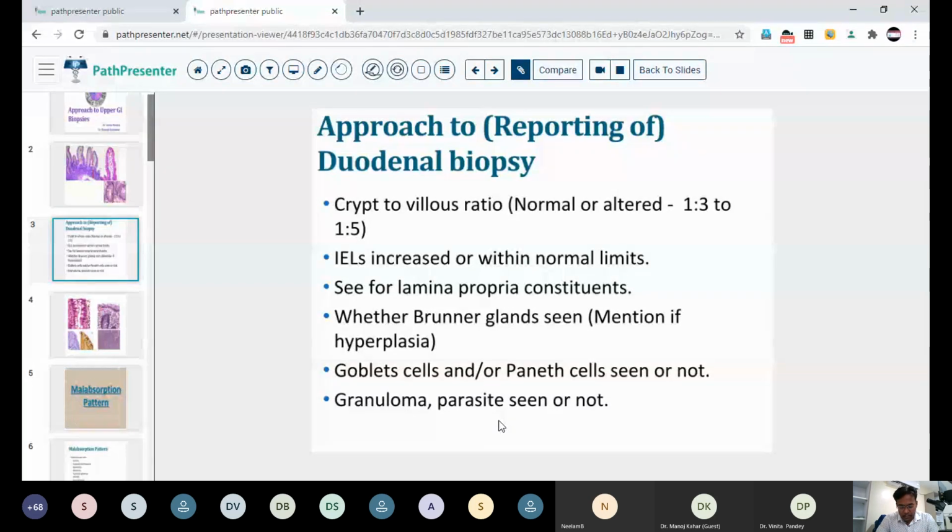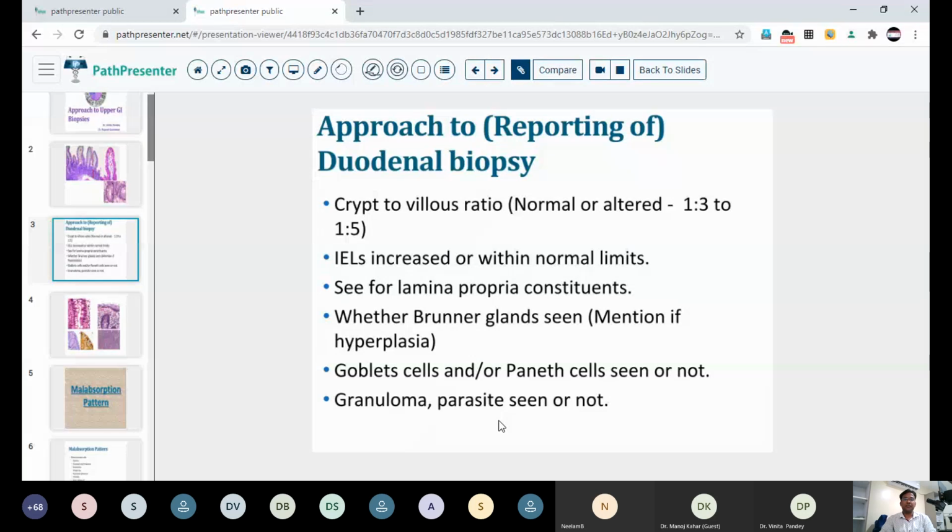One part to be remembered: when we judge the crypt-villus ratio, it should not be judged over lymphoid follicles, because in the presence of lymphoid follicles there will be stretching of the villus and it will be flattened or will not have the expected length. So if a lymphoid follicle is present, villus length or villus atrophy should not be evaluated at that place. Even the intraepithelial lymphocytes should not be counted above the lymphoid follicles. These are a few things to be remembered.